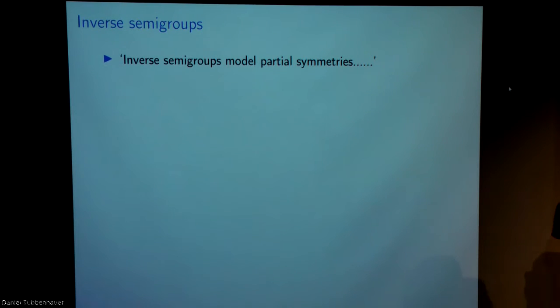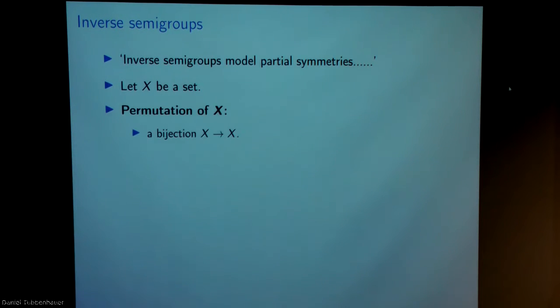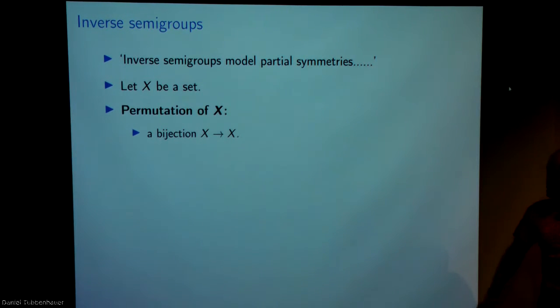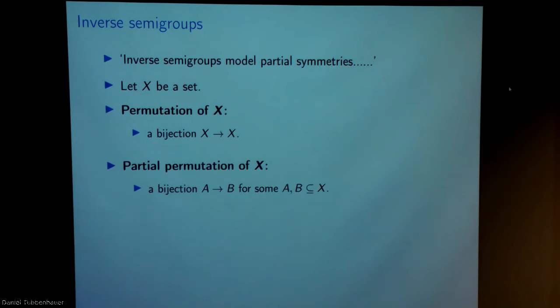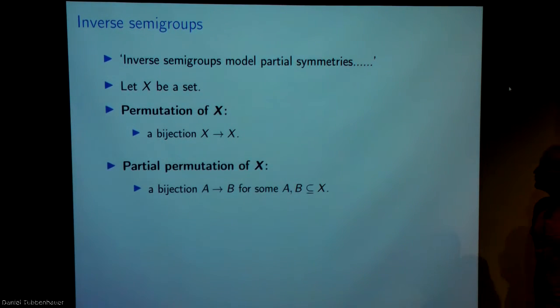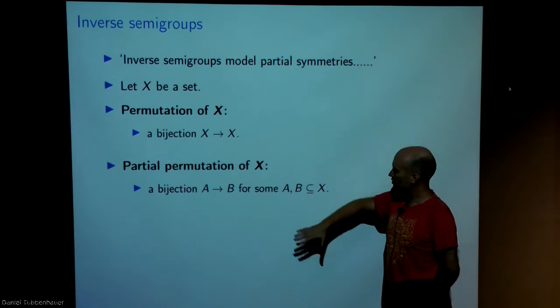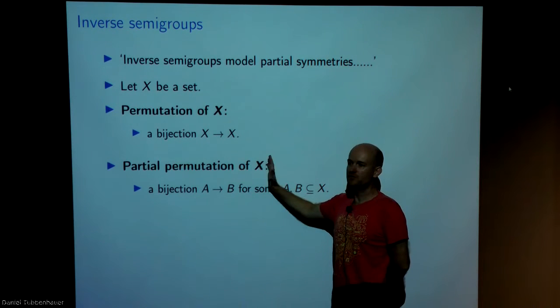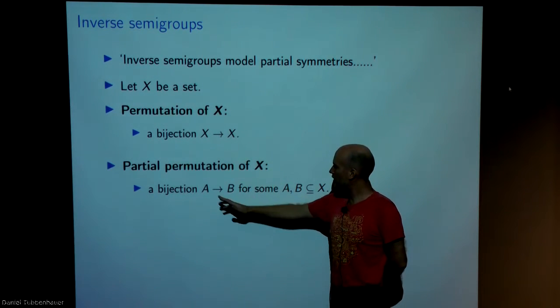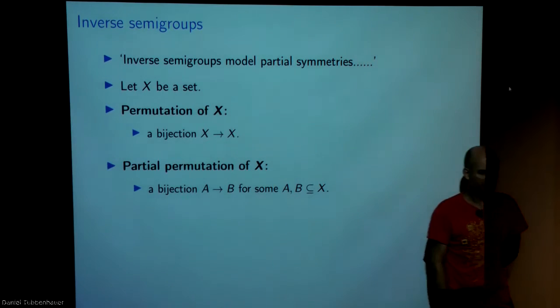So what's the idea of inverse semigroups modeling partial symmetries? Well, I'll take it to the most basic level. We'll take a set. We all know that a permutation of the set is just a bijection, and the set of all of these things forms a group, the symmetric group. And what's a partial permutation? Maybe partial bijection is a better term, but basically you just take subsets of your universe set, and it's a bijection between such subsets.